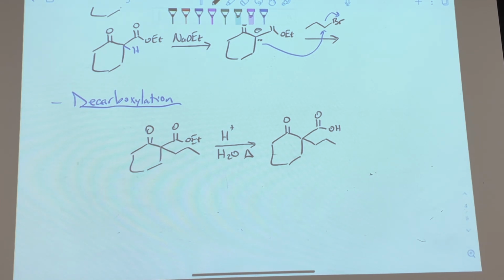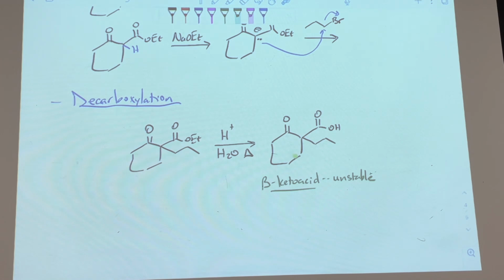This is a very unique combination of functional groups. It's what's called a beta-keto acid. And these are incredibly unstable. And in fact, under the conditions of the ester hydrolysis, the high heat conditions that are required to do the hydrolysis, you would not even be able to isolate this.